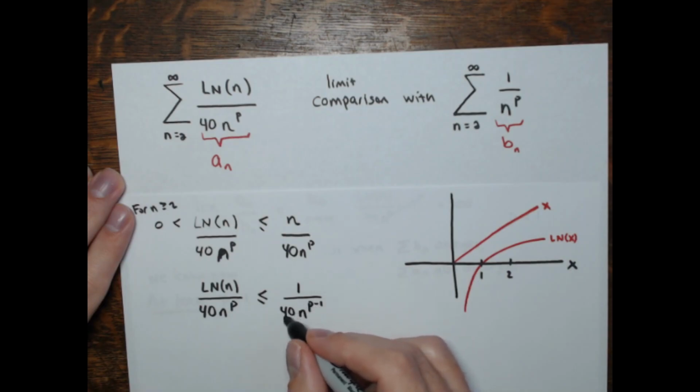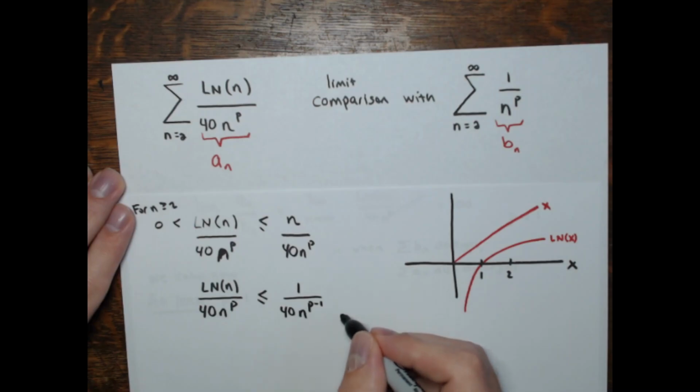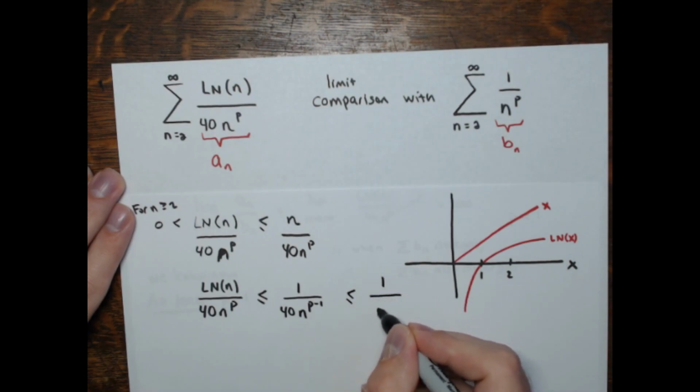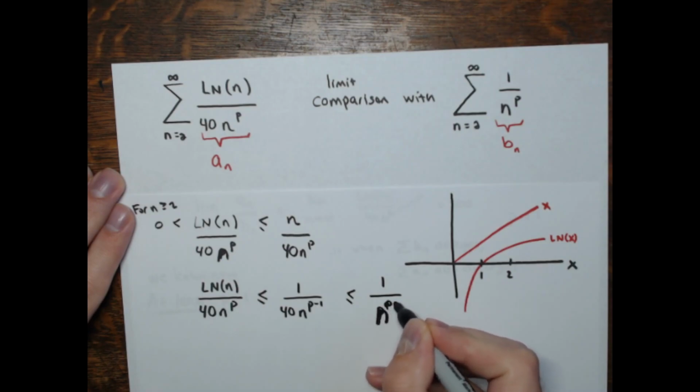Like I was doing earlier, if you want to change the 40 into a 1, that'll make the denominator smaller, which will make this number bigger. So just 1 over n to the p minus 1, sorry, that's n to the p minus 1.